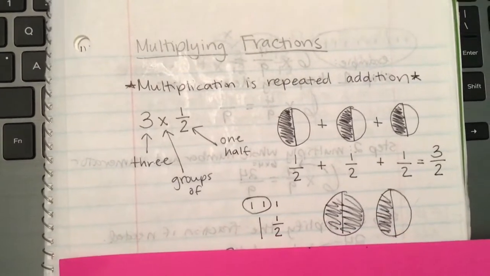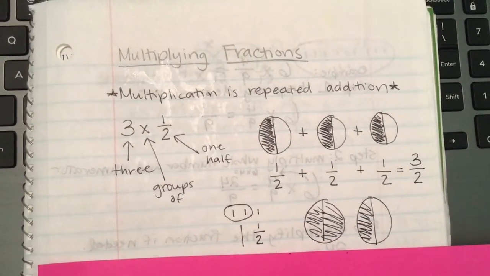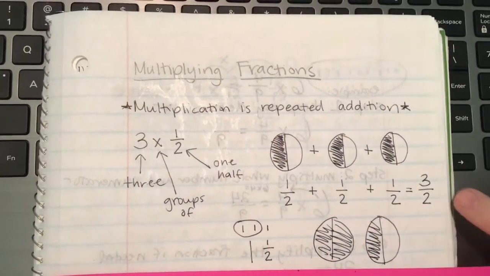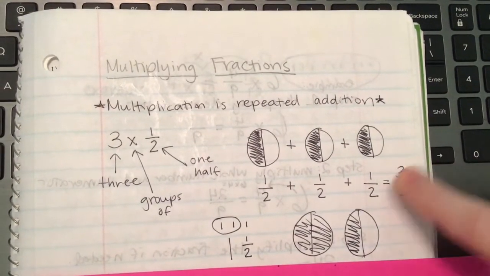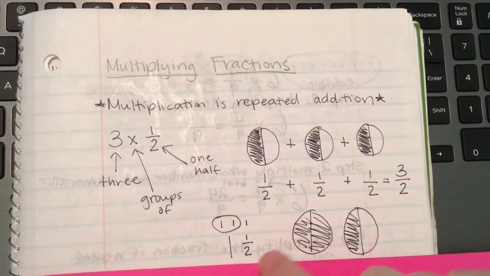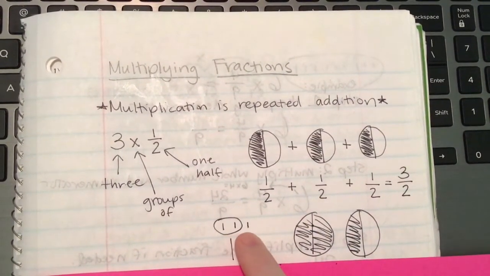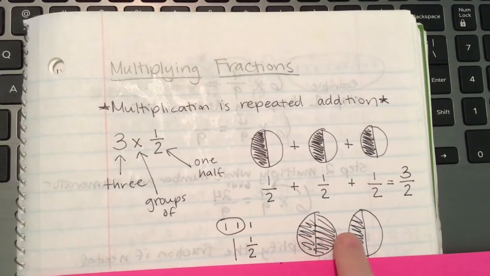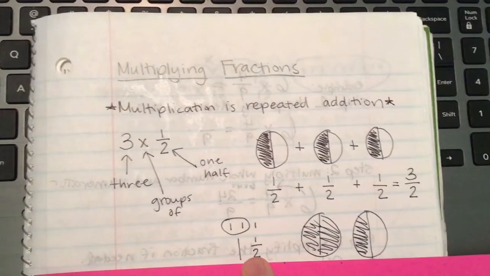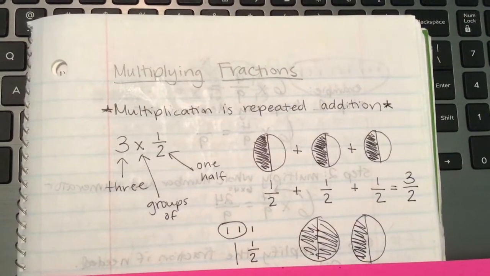So now I need to simplify my answer. We remember how we simplify my answer. I'm going to take out the whole. So if it's halves, my whole is going to be 2 halves, like this right here. Okay, so I can draw my tally marks and circle by 2's for my halves. So I have 1 whole and 1/2.